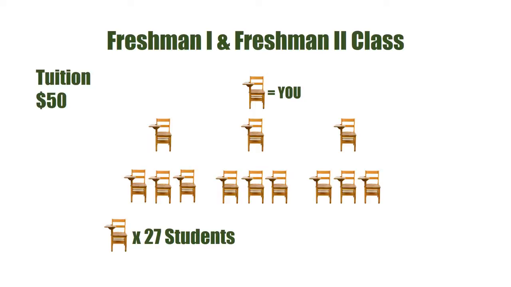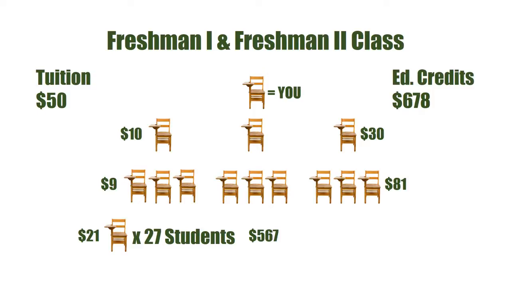Tuition at the freshman 1 and freshman 2 class is $50. It pays $10 for row 1, or a total of $30. $9 for row number 2, a total of $81. Or $21 for row number 3, where there's 27 students, or a total of $567. And the total education credits earned, or dollars earned, in freshman 1 and freshman 2 is $678 when it's full.